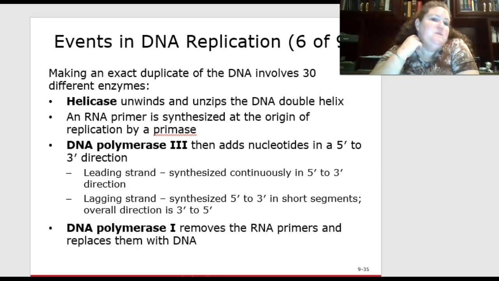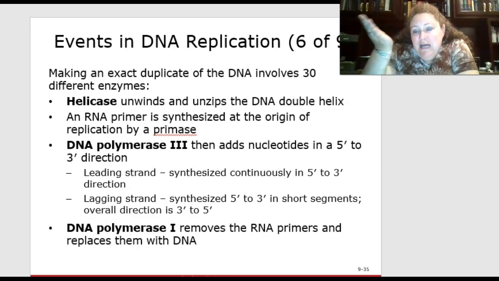Okay, so making an exact duplicate of DNA involves 30 different enzymes. So it's quite a process, okay? Helicase is going to unwind and unzip the DNA double helix.